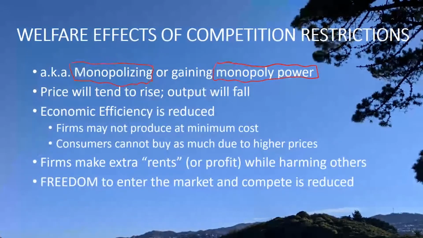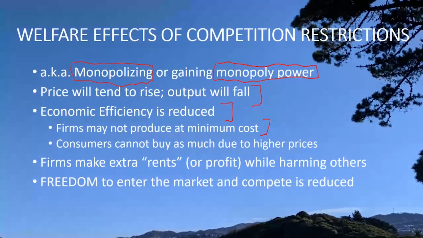And what happens as you restrict competition now? Well, prices are going to tend to rise with the restriction of competition, and output is going to fall. That's one of the lessons we learned from the models. That's what a firm would do to maximize their profitability, right? Now, what also happens? Well, economic efficiency is reduced. That's the notion of market welfare that we're using.